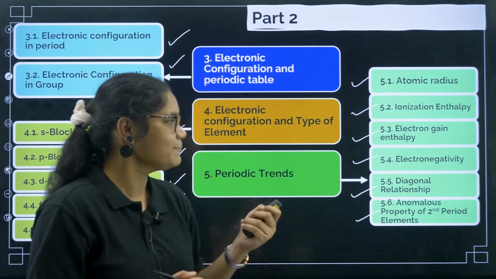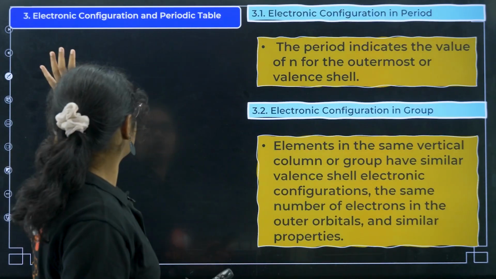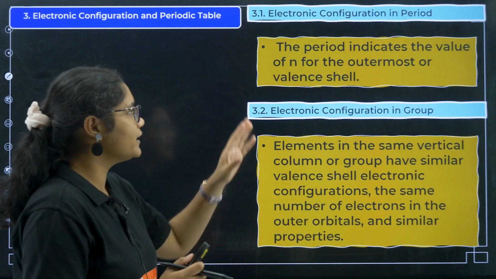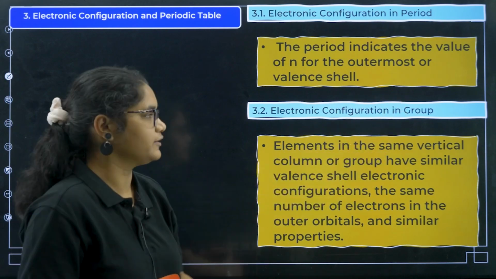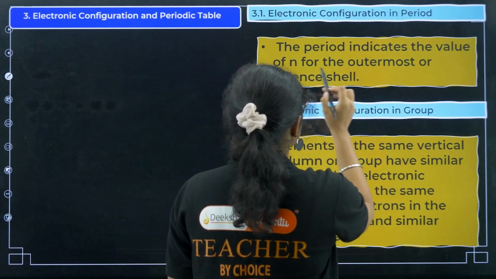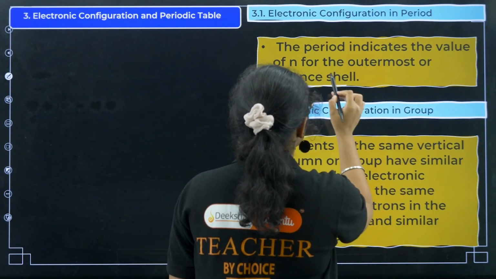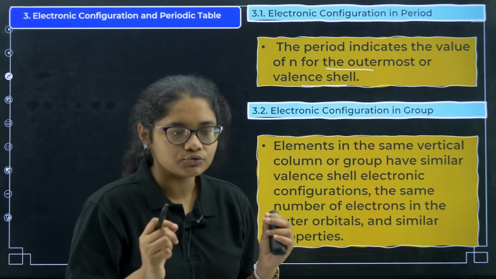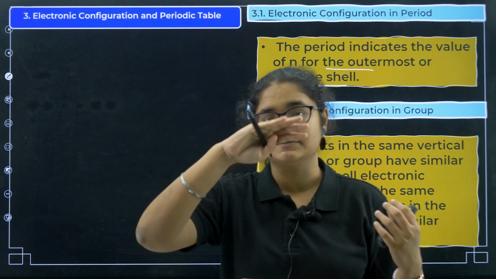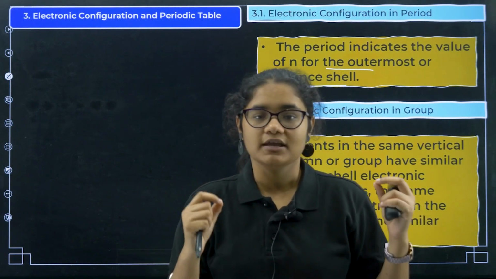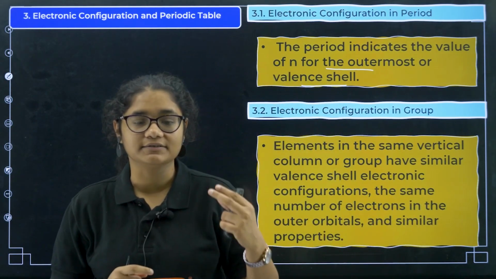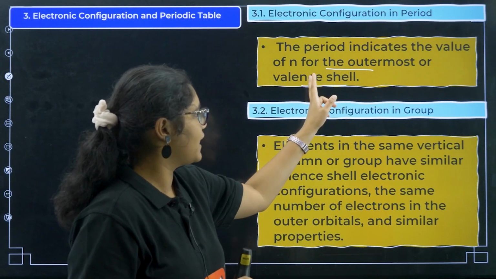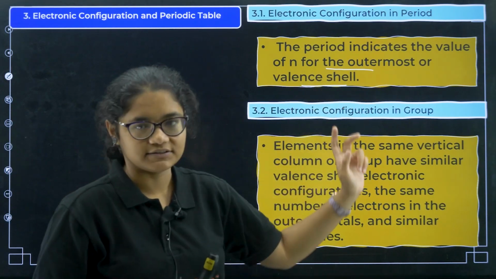Let's get started, okay? First of all, coming to electronic configuration and periodic table, electronic configuration in period. The period indicates the value of n for the outermost valence shell. Suppose an element belongs to second period, that means its valence shell should be the second shell. If an element belongs to third period, then its valence shell is the third shell, okay? So the period indicates the value of n for the outermost or valence shell.